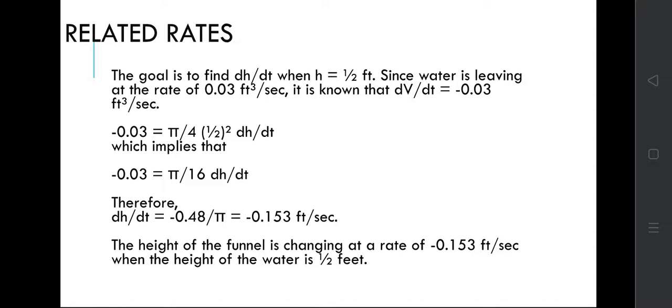0.153 feet per second. Final answer, the height of the funnel is changing at the rate of negative 0.153 feet per second when the height of the water is 1/2 feet. So, since decreasing our rate of change, pabawas yung height ng water.